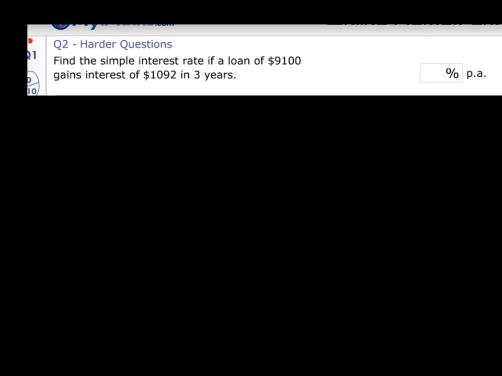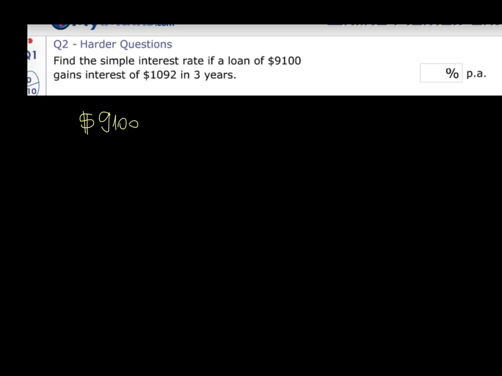Question on page 2, the same simple interest tasks are a bit more difficult. Why are they difficult? Because the question is asked differently. You know now the interest, and you need to find what is the interest rate. So let's read the question. You know that you take a loan of 9,100. So you go to the bank and you take from the bank 9,100.